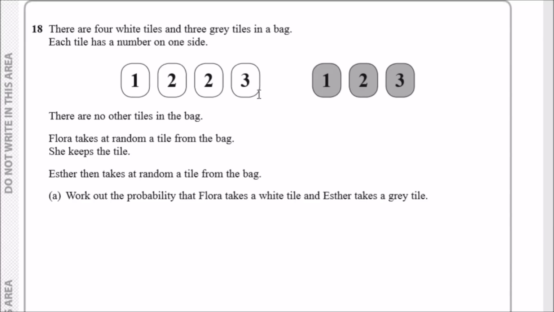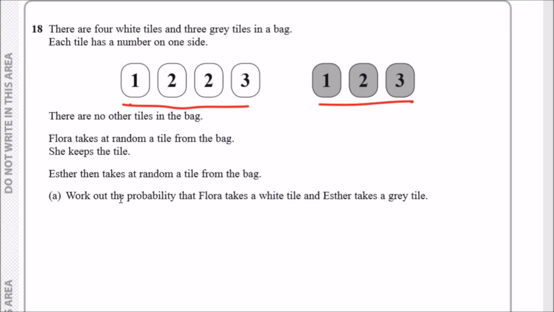Now, question 18. There are 4 white tiles and 3 grey tiles in a bag. So we can see 4 white tiles numbered 1 to 3 and 3 grey tiles numbered 1 to 3. There are no other tiles in the bag. Cool. Flora takes at random a tile from the bag and she keeps the tile. Naughty. Esther then takes at random a tile from the bag. So after Flora takes one, keeps it, then Esther takes one.